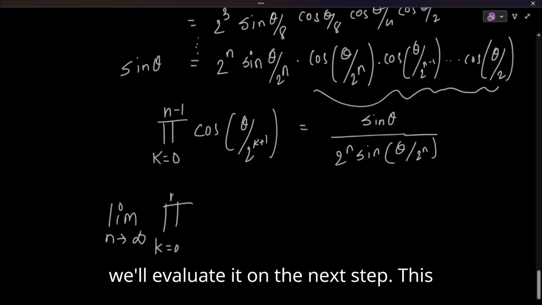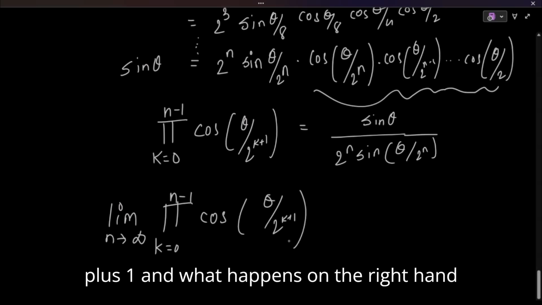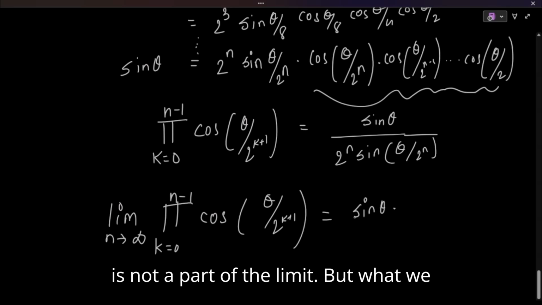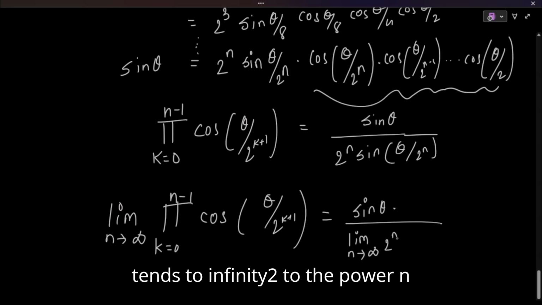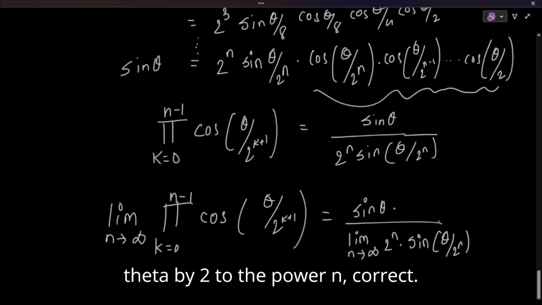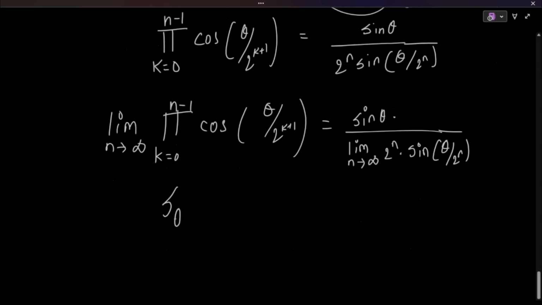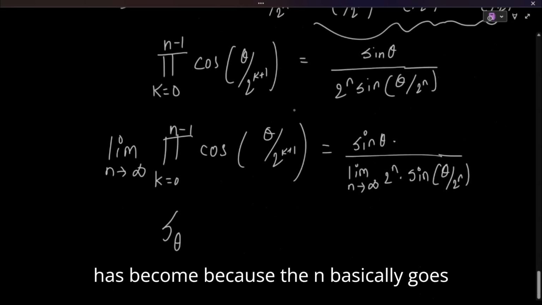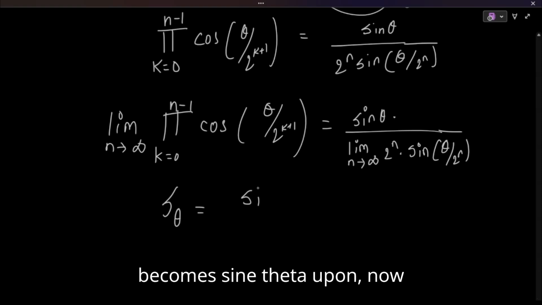We'll evaluate it on the next step. This cosine of theta upon 2 to the power k plus 1. And what happens on the right hand side is sine theta is left out because it is not a part of the limit. But what we do evaluate is this limit: limit n tends to infinity of 2 to the power n into sine of theta by 2 to the power n. Correct? The left hand side simply becomes our required product S theta. So if you go back and see what S theta was, this was S theta, and this is what it has become because n basically goes to infinity. And S theta becomes sine theta upon the limit.